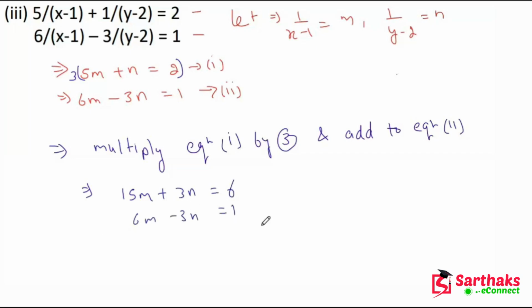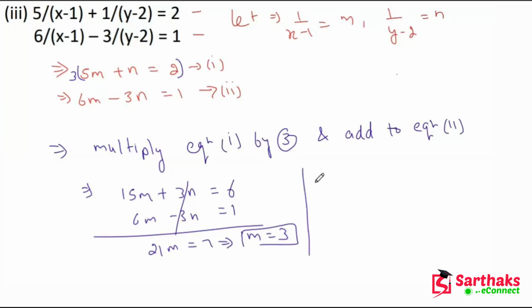equal to 1. Now if we add these, then the n terms will be cancelled, and 15 plus 6 is 21m, and here is 7. So the value of m is 3. Now putting the value of m in any of the equations, I am putting it in equation number first.